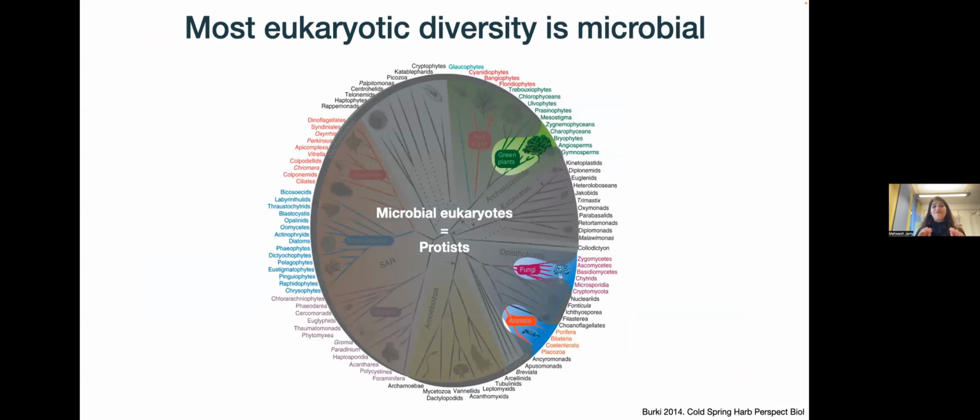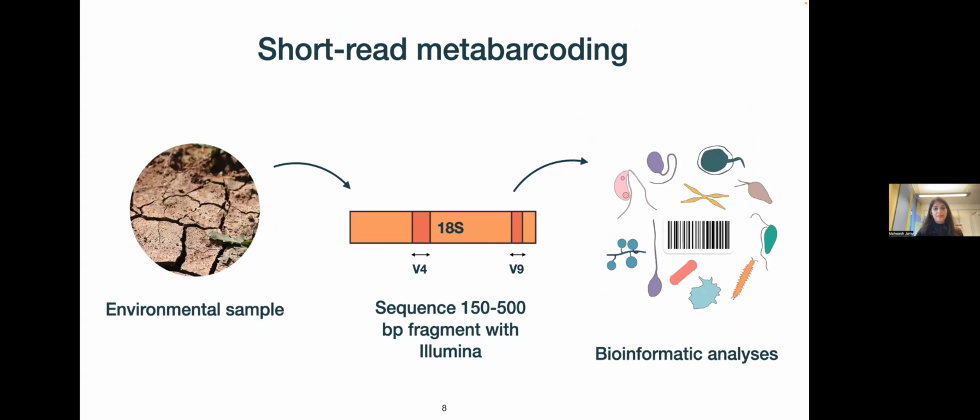So these are just a few examples of the vast diversity of microbial eukaryotes, which altogether are important primary producers, heterotrophs, parasites, and key players in global biogeochemical cycles. So how do we study this amazing diversity in the environments?